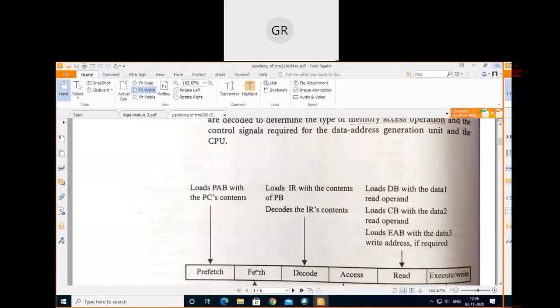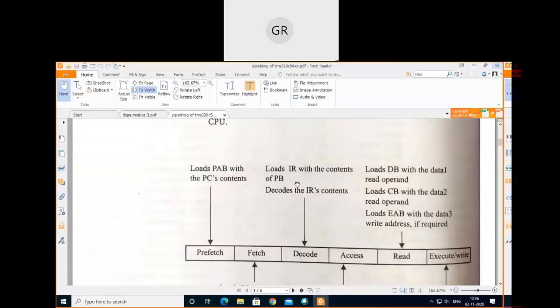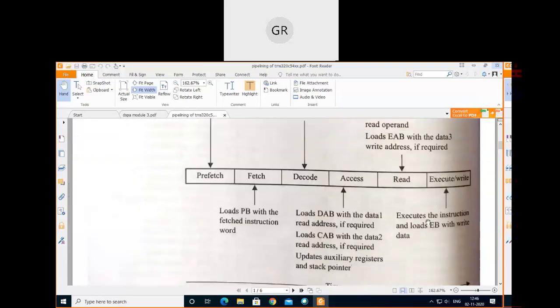Okay, then fetch: here the PB is loaded with the instruction word. Here you can fetch the particular instruction. Then decode: the instruction stored in the IR register is decoded. Then access: here the DAB and CAB are loaded with the read addresses, that is, the operand 1 address and operand 2 address.